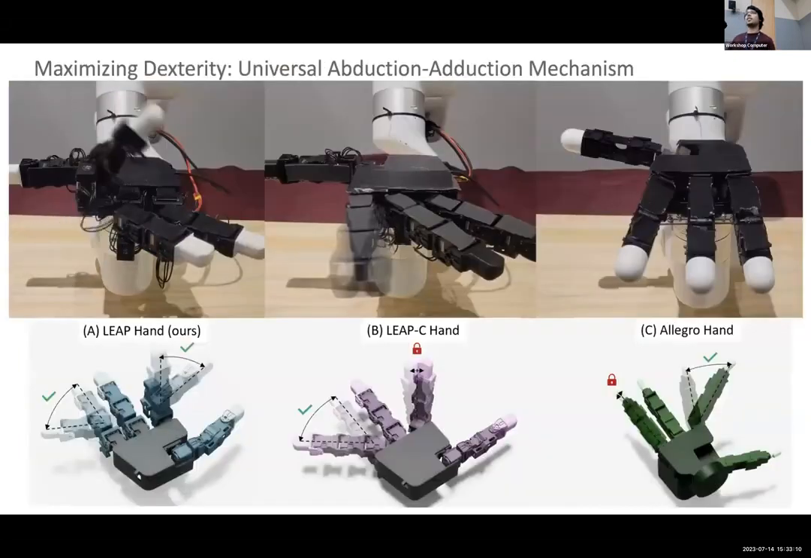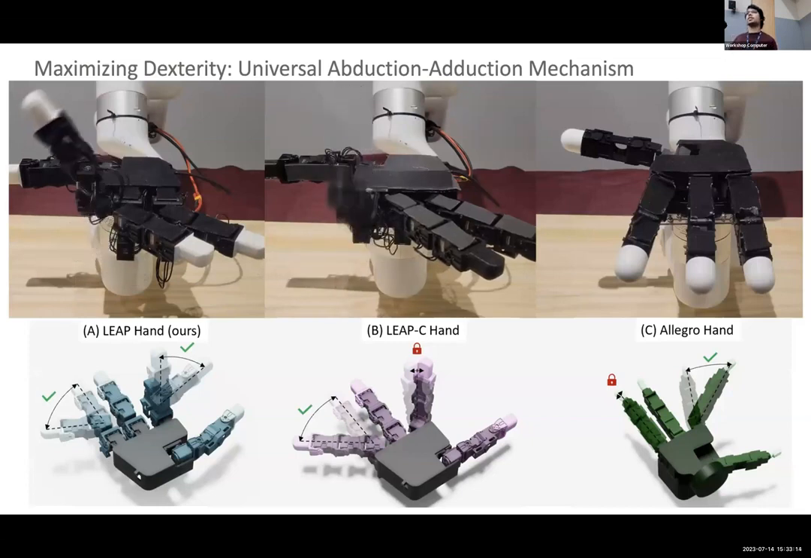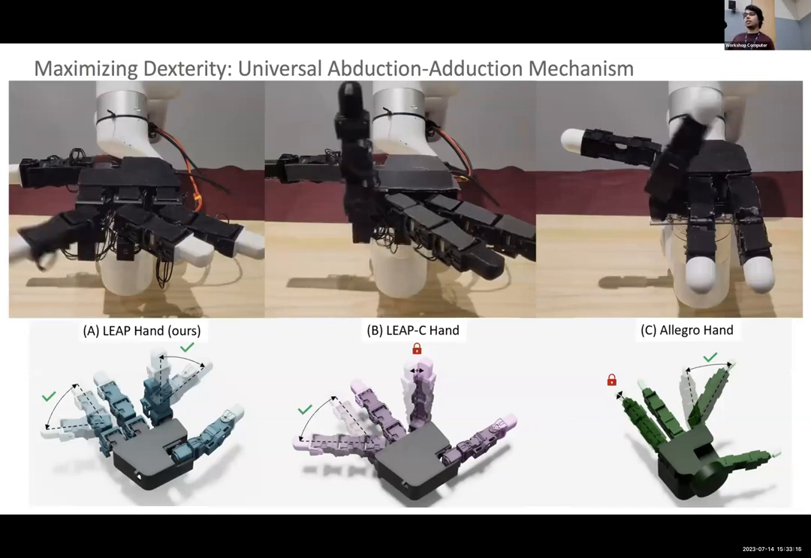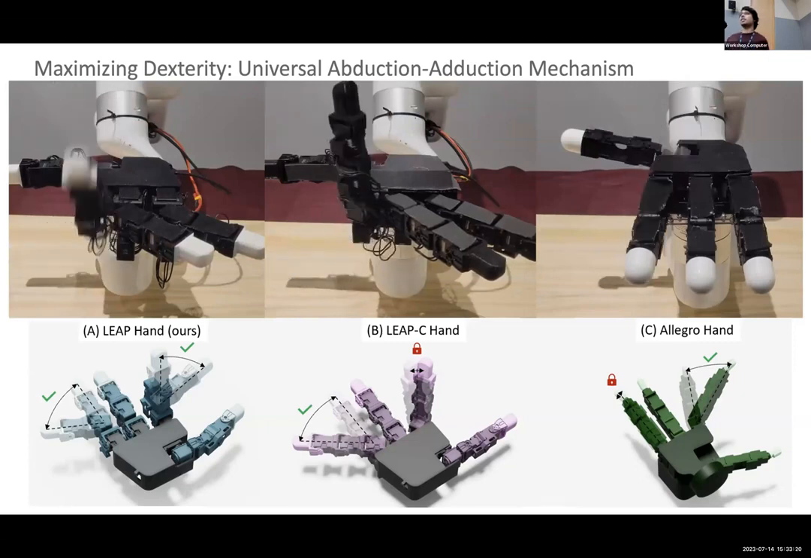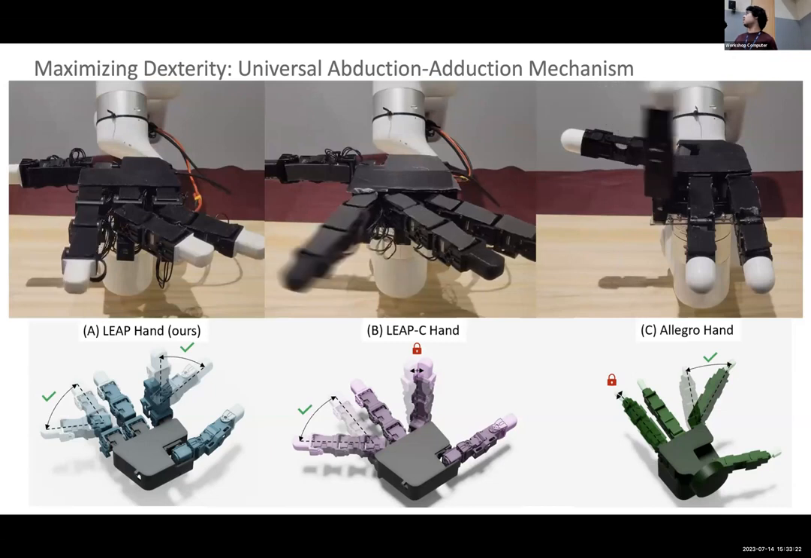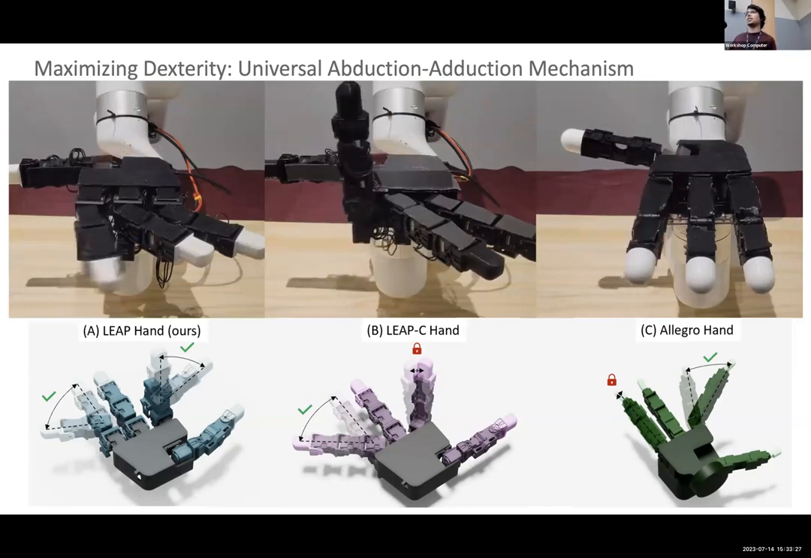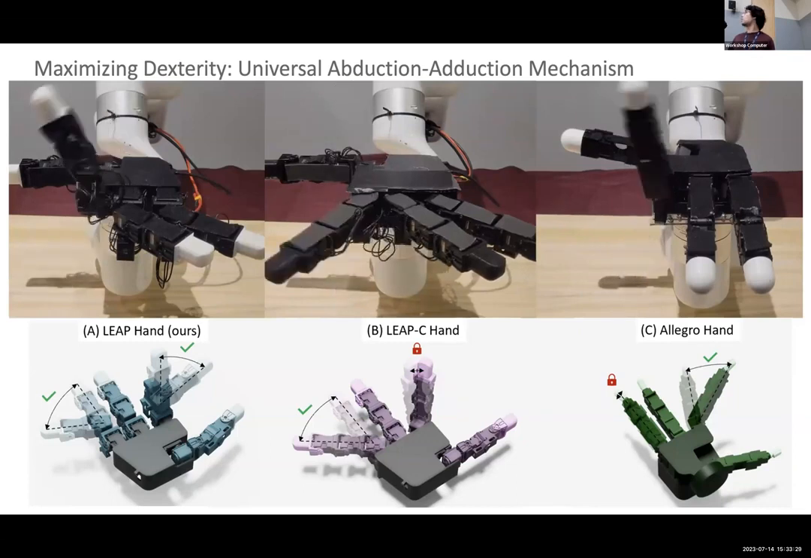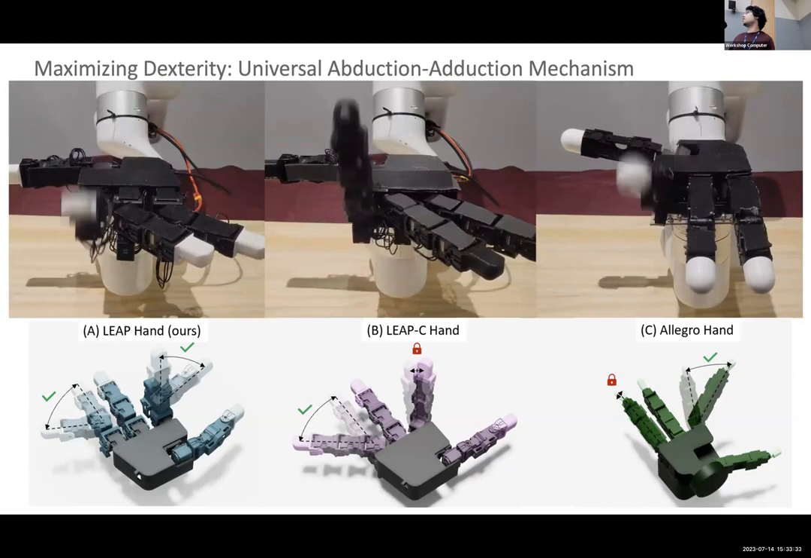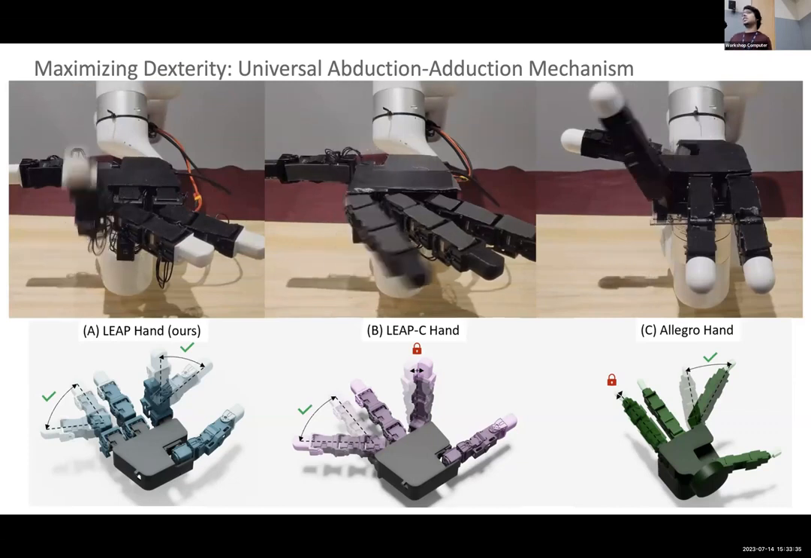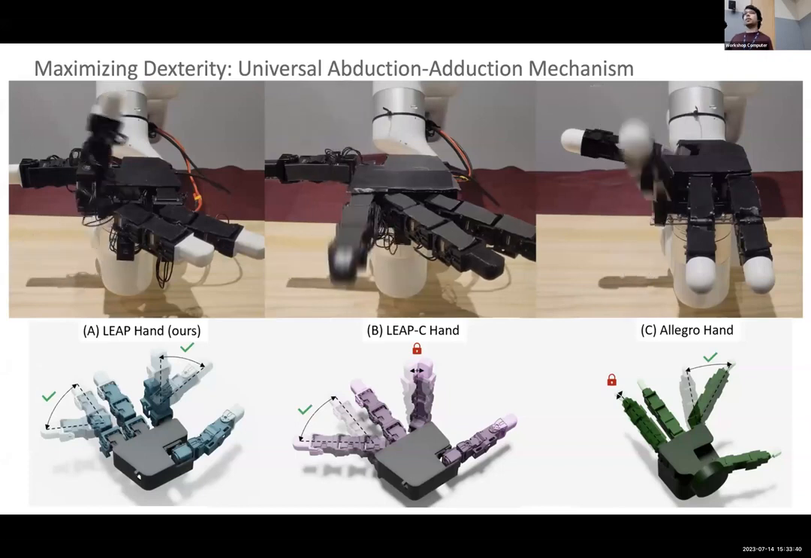First, let's look at its kinematic structure. To maximize dexterity, we introduce a universal abduction-adduction mechanism. As you can see on the left, LEAP Hand can move its fingers side to side in both the up and down configuration. Most conventional hands, as in the middle, can only move their fingers left to right in the down configuration. When the finger is up, it just twists in place. And as you can see on the right, Allegro hand can move its fingers left to right in the up configuration, but in the down configuration, it just twists. This trade-off is good for grasping, but it's not as anthropomorphic.